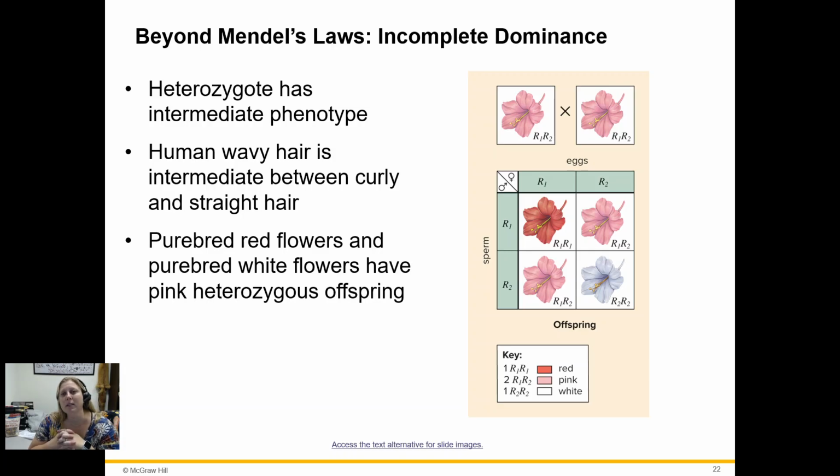So, incomplete dominance is when the individuals who are heterozygous have a different phenotype than the individuals who are homozygous dominant and homozygous recessive. And this is because the dominant allele doesn't fully mask what is considered the recessive allele.